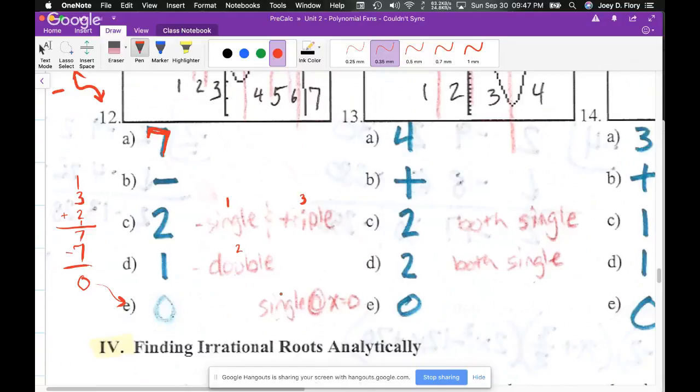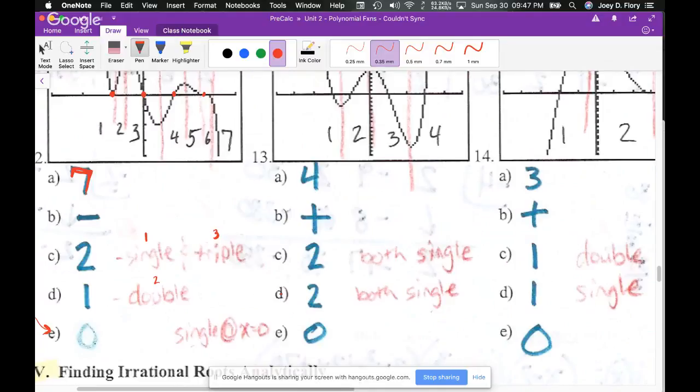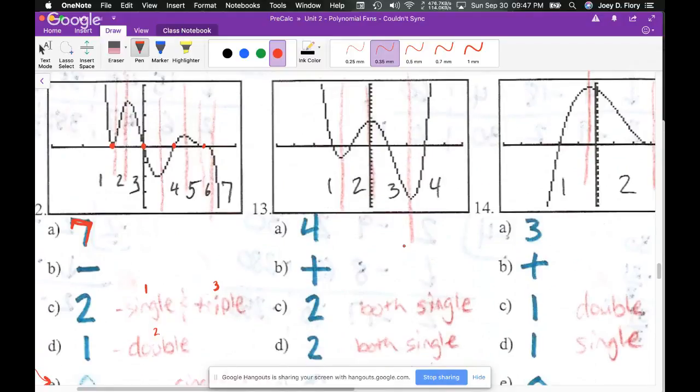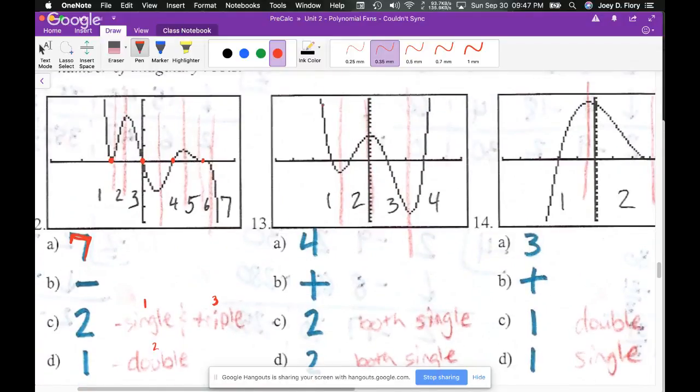Same thing with this guy. We've got 2 negative roots, 2 positive roots. They all look like single roots. We've got that same end behavior on each side, so we know it's going to be an even degree or even number of complex roots. Put your divisions in at each extrema. We have 4 sections, so our degree, our complex roots are 4. It opens up, so it's going to be positive leading coefficient.